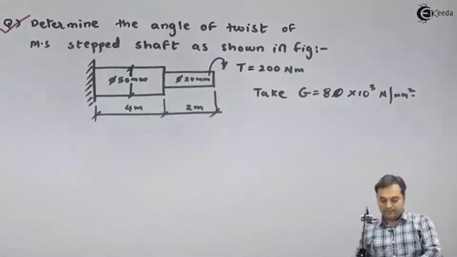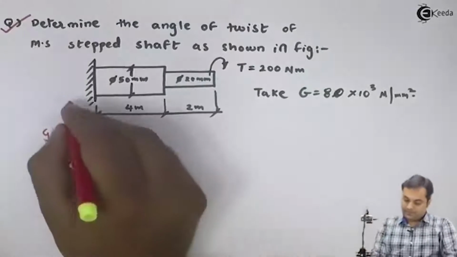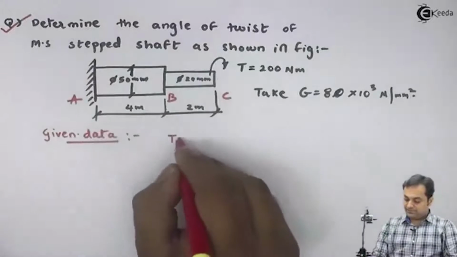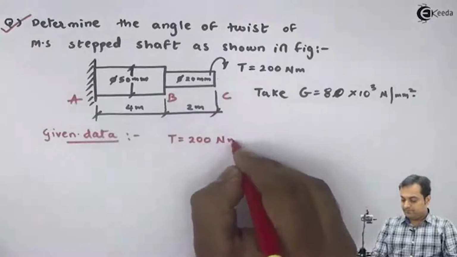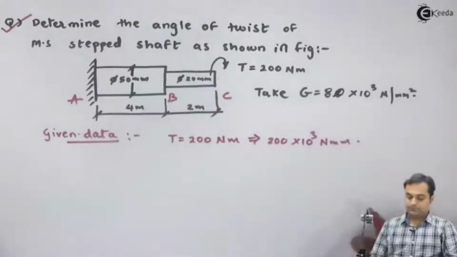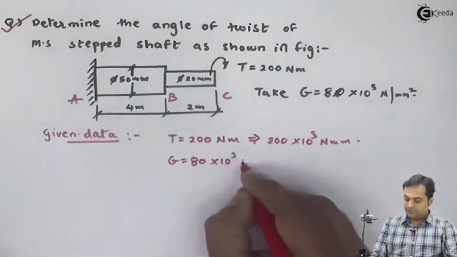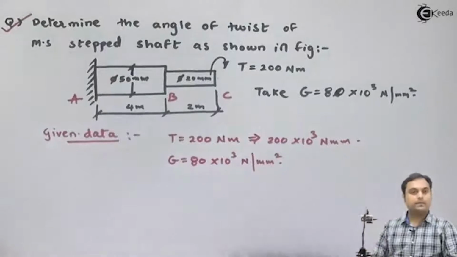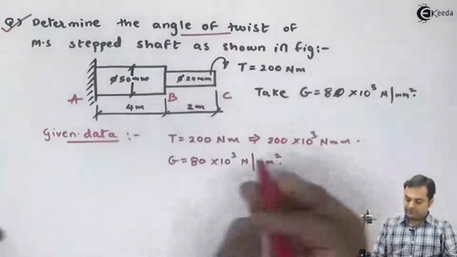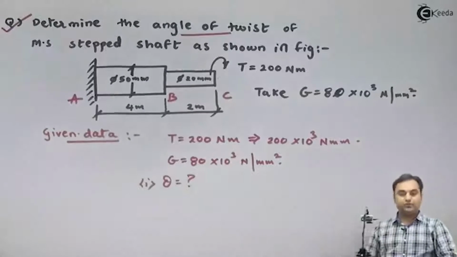So now I'll write the data. I'll mark this as ABC, shaft ABC. Torque is given 200 Newton meter. I'll convert this 200 into 10 raised to 3 Newton millimeter. Modulus of rigidity is given 80 into 10 raised to 3 Newton per mm square. Next, they have given the shaft diameters. Now, we have to calculate the angle of twist, that is theta. So now, let us try to solve this question.